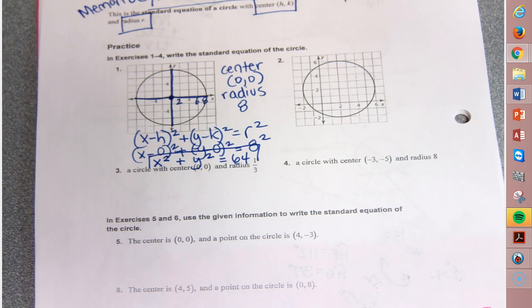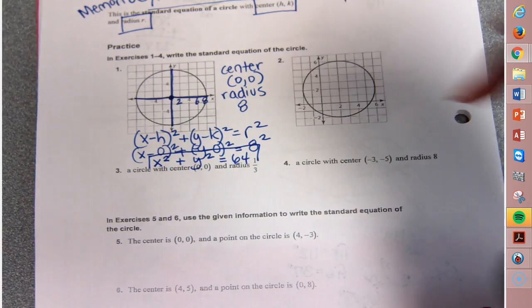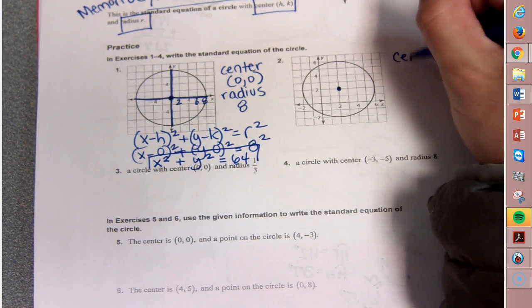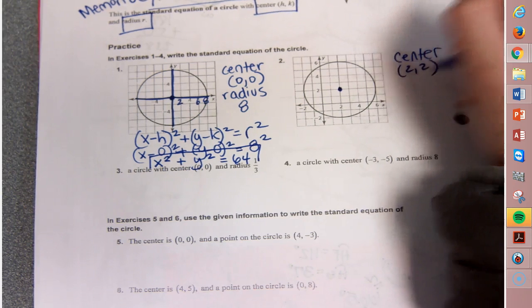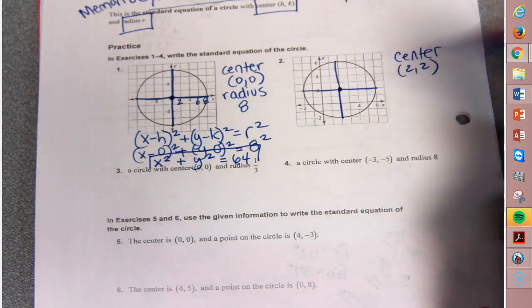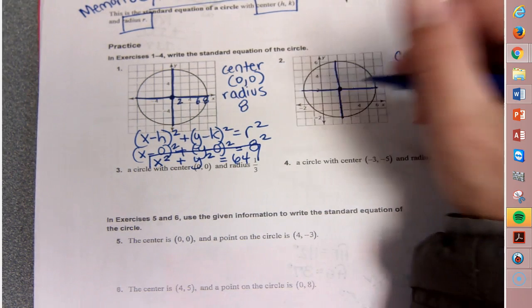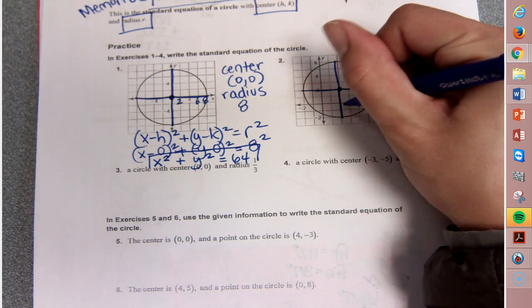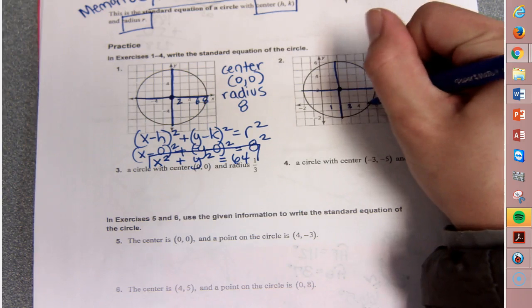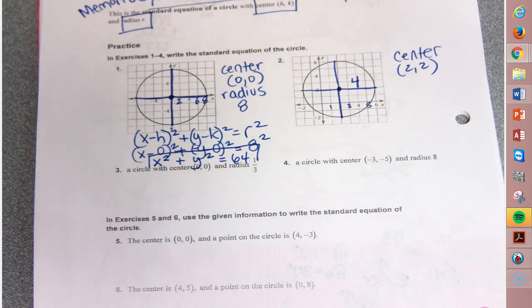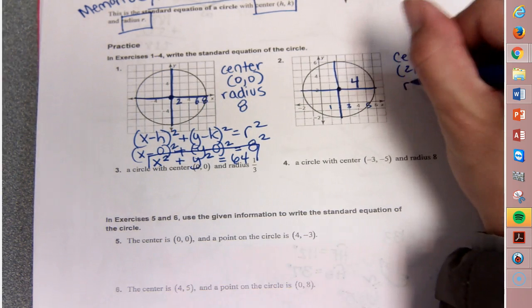Okay, number 2, go ahead and locate your center. Yes, indeed. Okay, so our center is at (2, 2). You would check that it's the same distance in all directions. So that distance, it looks like, yeah, I covered up the 2 there, but this is 1, 2, 3, 4, 5. They're going by 1s, so we're going from 2 to 6. So the radius is 4.